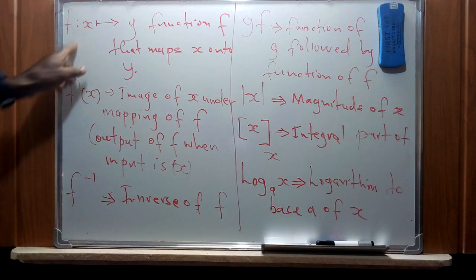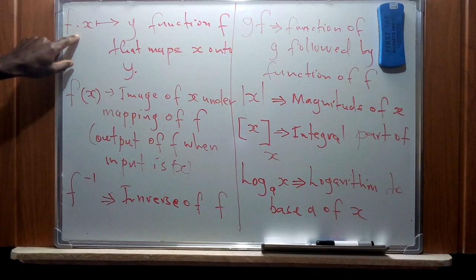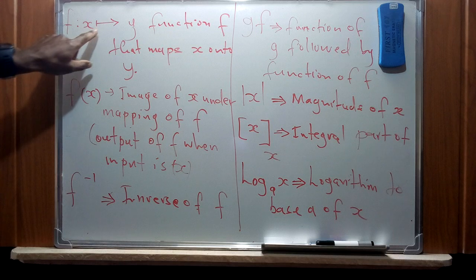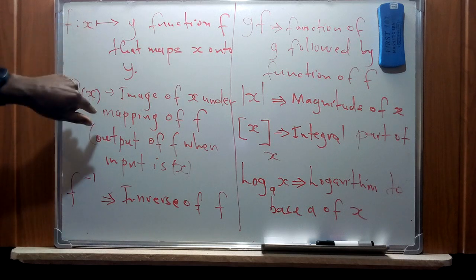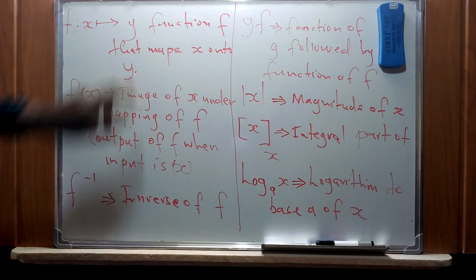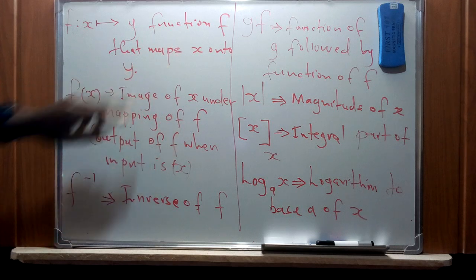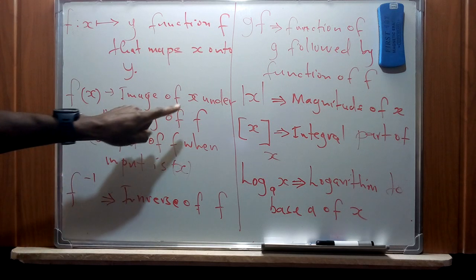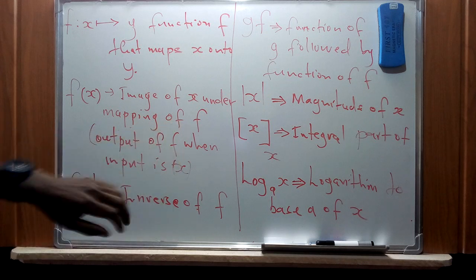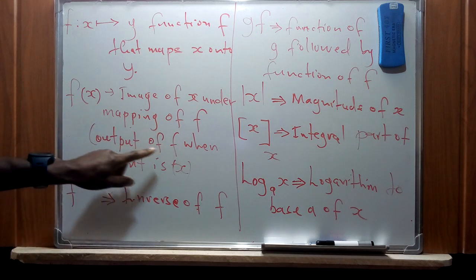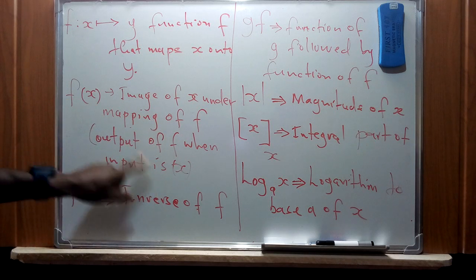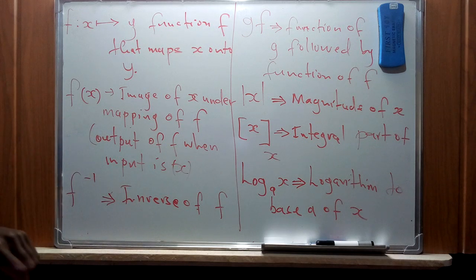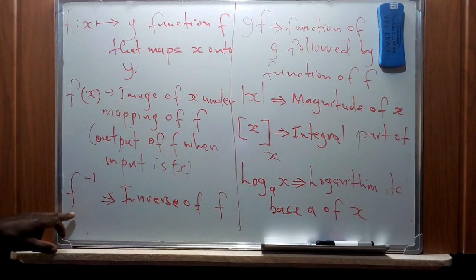So in a quick recap, f : X → Y refers to the function that maps X onto Y. F of x, which we are going to refer to as a function, is the image of x under the mapping of f, or it can generally be referred to as the output of f when the input is x. Let's say that we're going to look at the dependent and independent variables in some of the expressions that we're going to talk about or graphing.